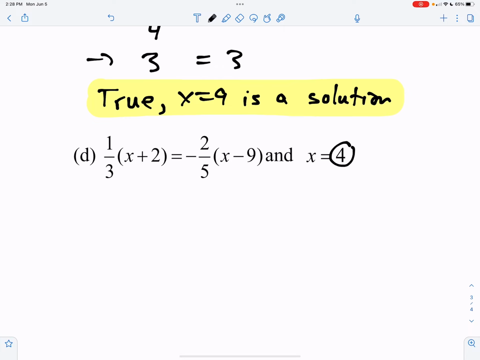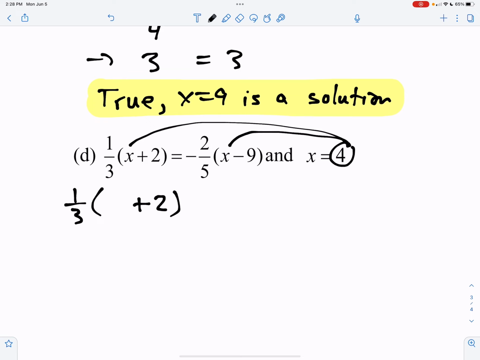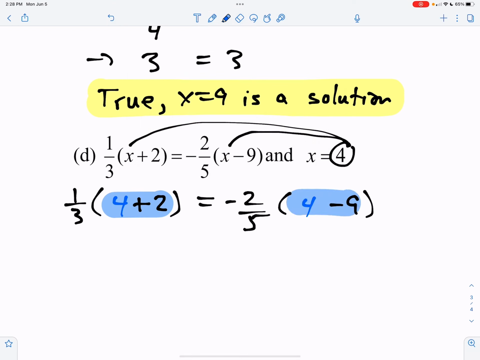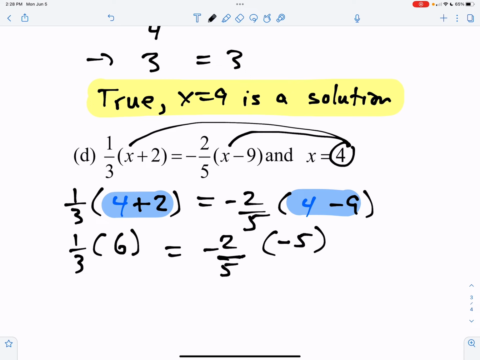Okay, we're going to plug in x equals 4 in place of x here, and let's evaluate. So we're going to go 1/3 times the quantity 4 plus 2 equals negative 2/5 times the quantity 4 minus 9. Okay, now take care of what's in parentheses first. If we do that, we get 1/3 times 6 equals negative 2/5 times negative 5. 4 minus 9 is negative 5.